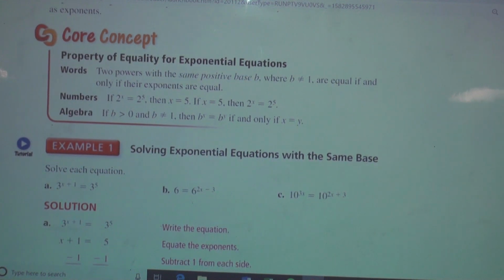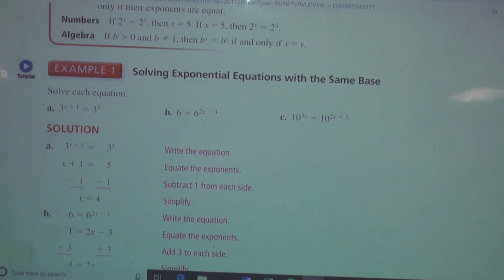All right, so it says core concept, property of equality for exponential equations. Two powers with the same positive base, designated by the letter b, are equal if and only if their exponents are equal. And they give a couple of examples. If 2^x equals 2^5, then x equals 5. If x equals 5, then 2^x equals 2^5. This should not be challenging. It's going to be better if I show you examples.